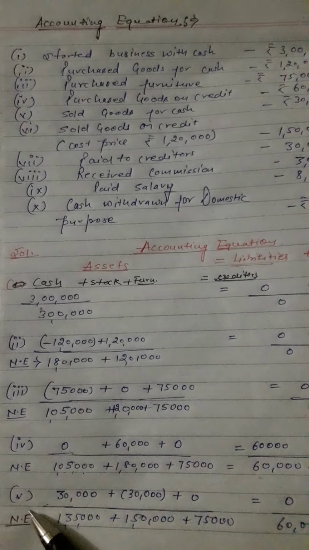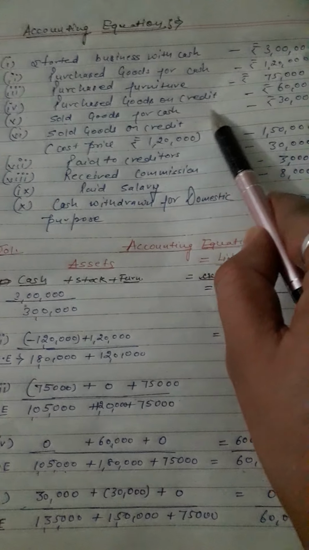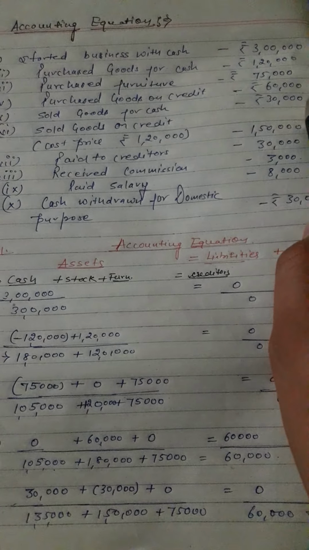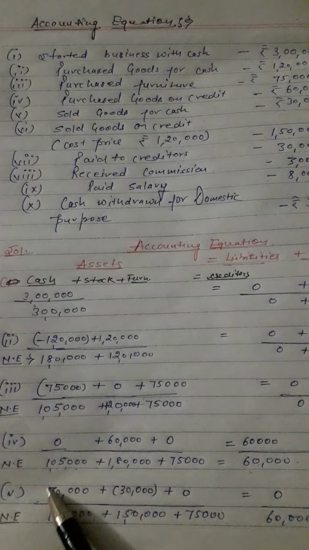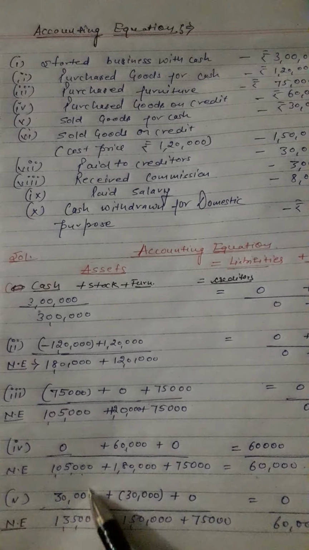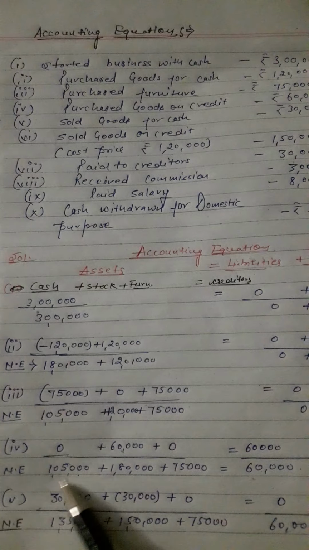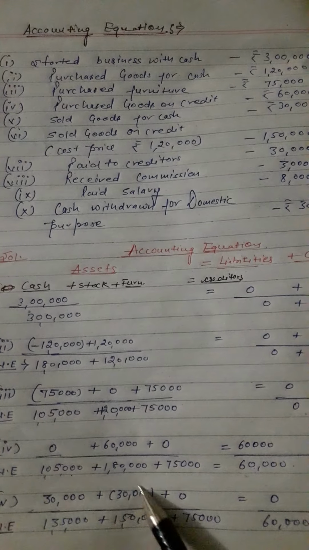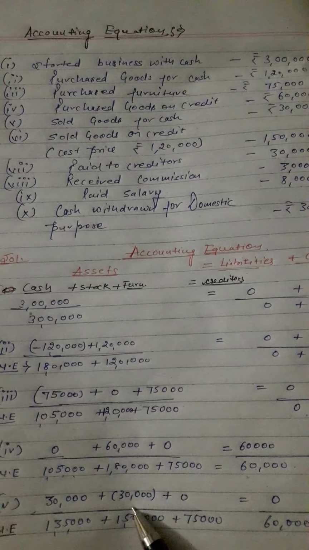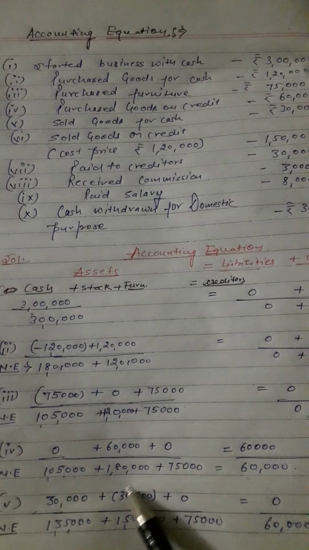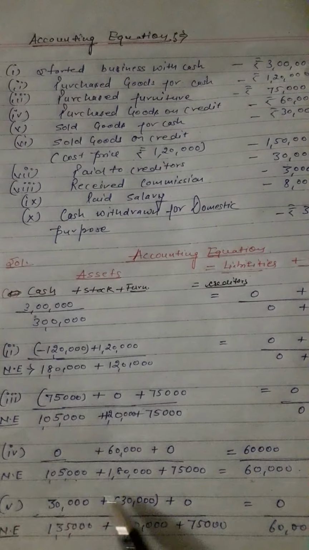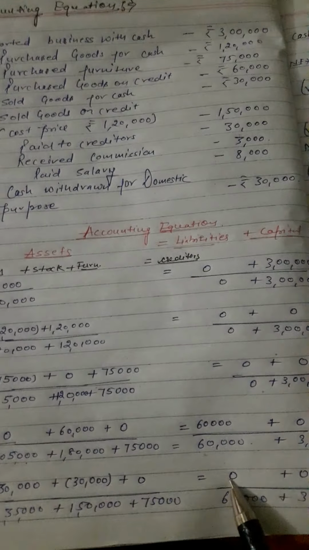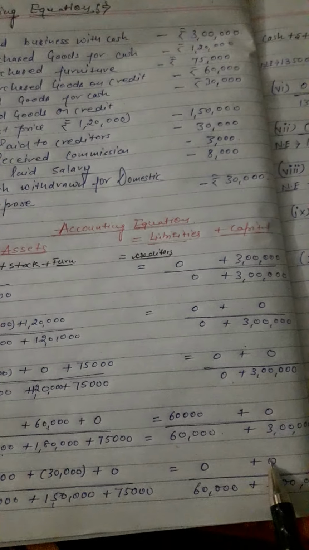Now next one, fifth one, sold goods for cash. Now a person is selling goods in cash, so cash will increase with the amount of 30,000 because cash arrived in the business. With that amount 30,000, stock will decrease because goods are sold. No impact on furniture, no impact on liabilities, no impact on capital.